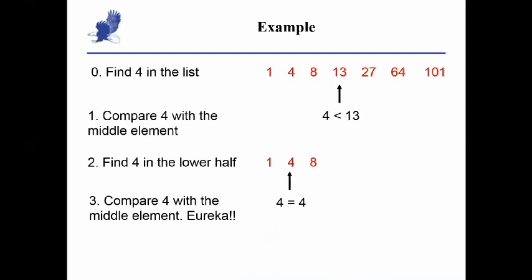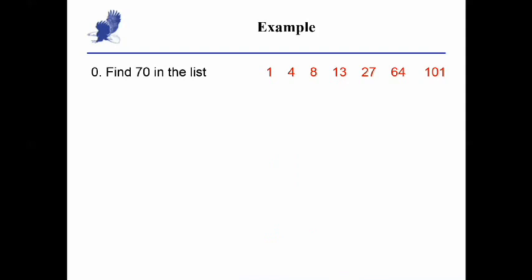I've found my value. Now, let's repeat that again, only this time we're going to repeat it with a number that's not in the list. So here we have our sorted list. We're looking for 70 this time, and now, of course, we know that 70 is not there. So we compare 70 with 13. 70 is greater than 13. Fair enough. Let's repeat our search on the top of the list.